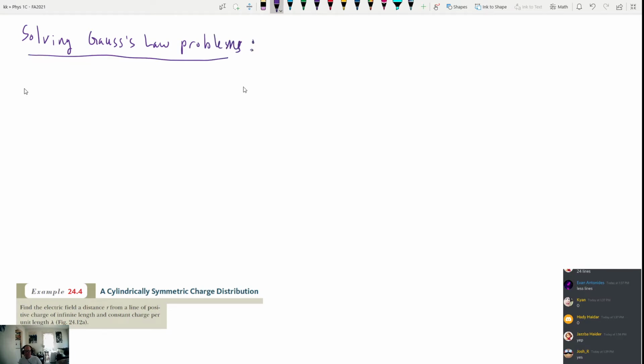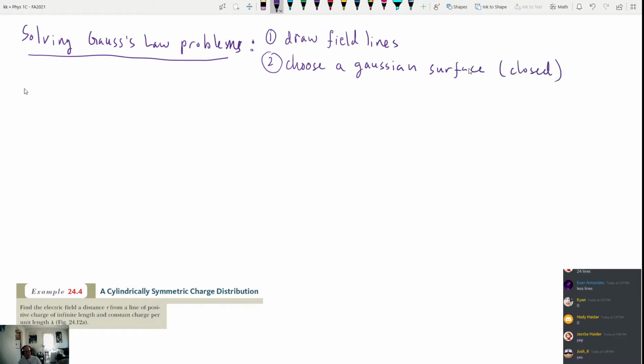Okay, so what you do with Gauss's law problems in order to solve them is step 1, draw electric field lines. Step 2, choose a surface, what we're going to call a Gaussian surface. It'll be a closed surface. It has to be a closed surface, okay? Can't be an open surface.